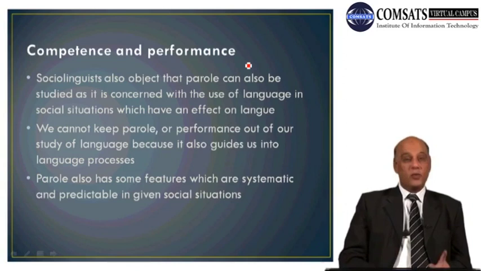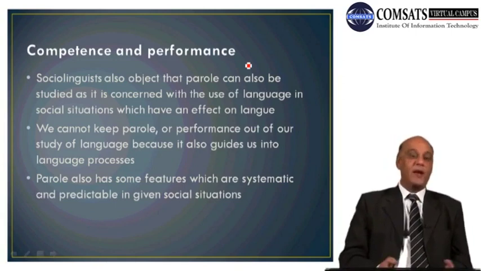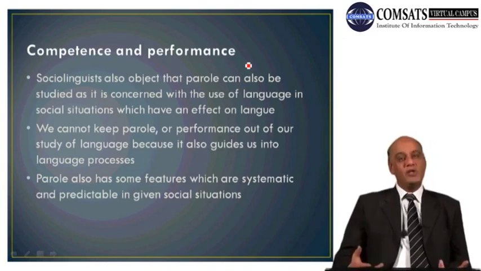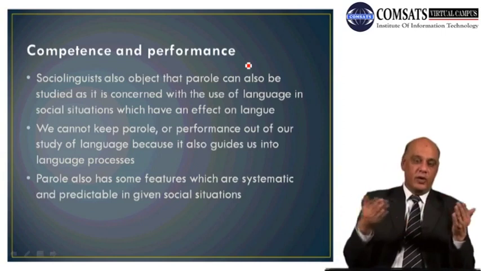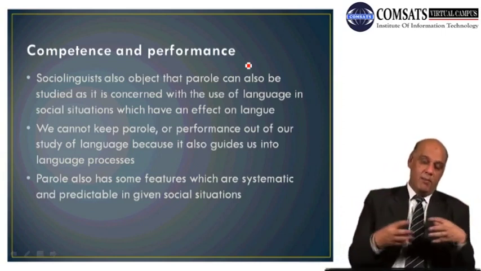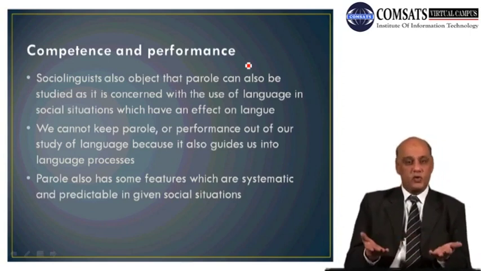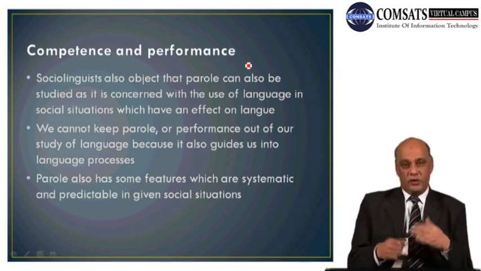We say that social linguists say that Parole can also be studied as it is concerned with the use of language in social situations, which have an effect on Langue. So social situations can have an effect on the rules. So rules can be modified, rules can be changed. Looking at this point, we see that rules can be changed looking at the social situations. So social situations might make linguists modify the rules. Sometimes the learners, the users, the speakers, the writers, they modify the rules looking at the situation, so they overlook the rules.